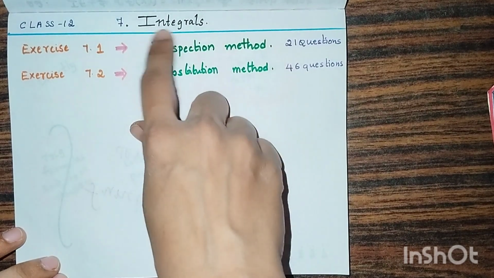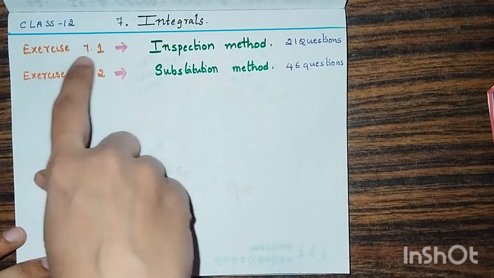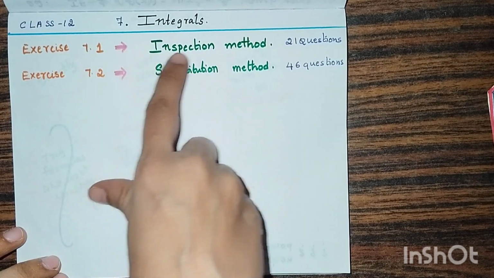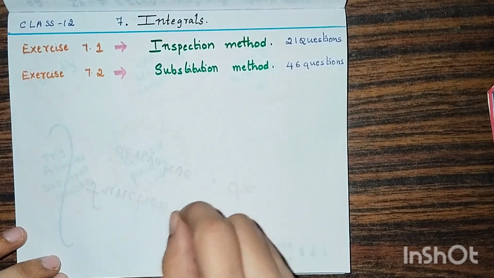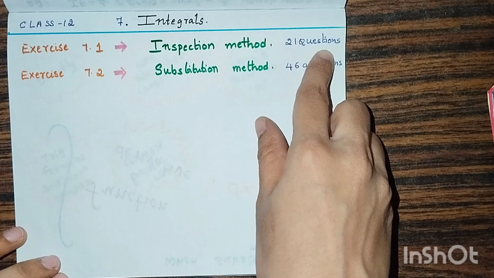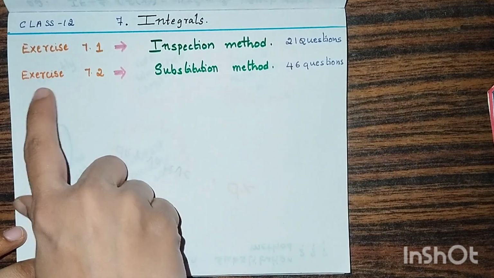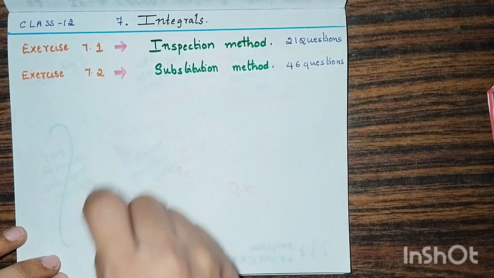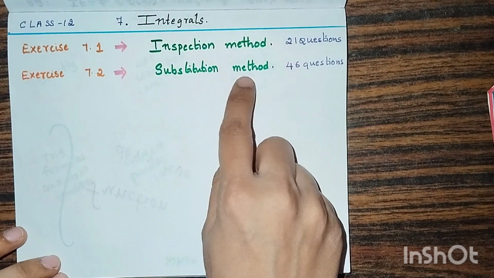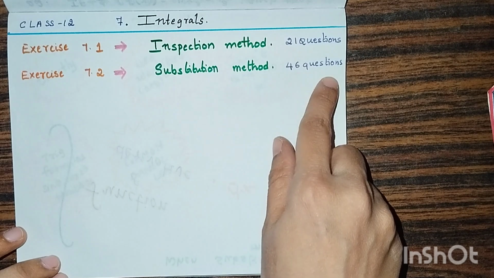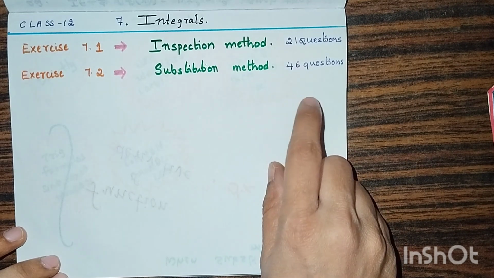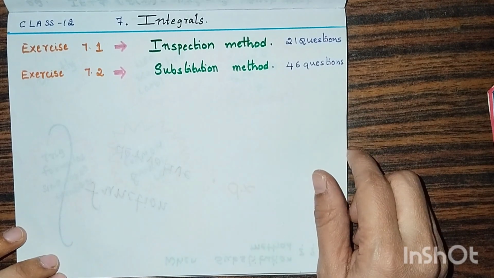So from the chapter 7 integrals, we have completed exercise 7.1 where we applied the inspection method to find the integral, and we had solved 21 questions. Now from exercise 7.2, we will find the integral of the given function by the substitution method, and we will solve 46 questions, 39 from the exercise and 7 questions from the examples.